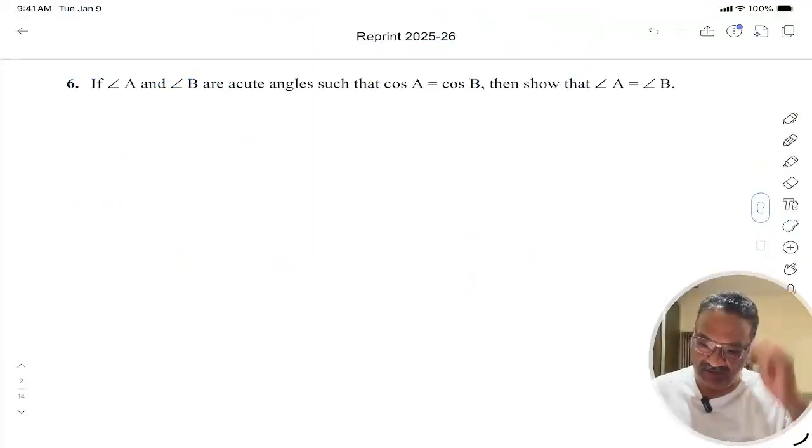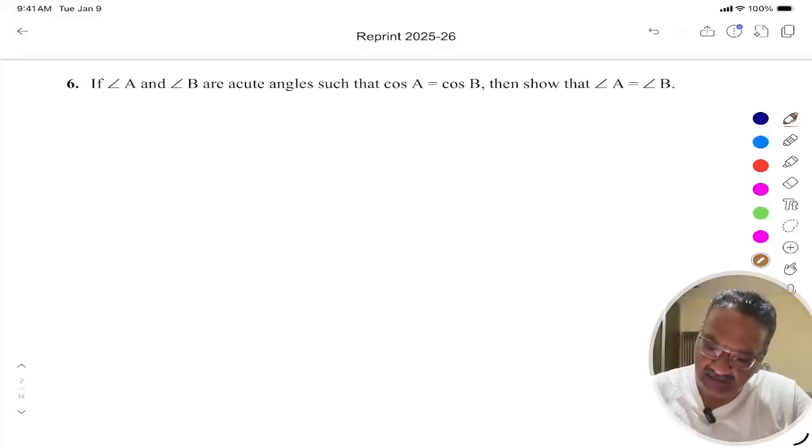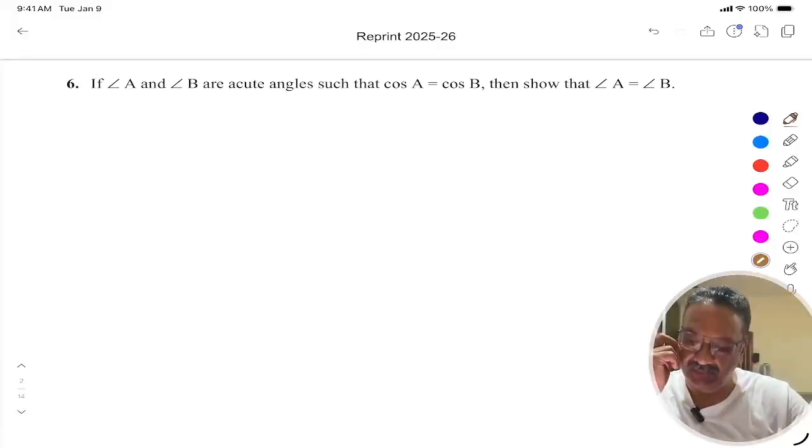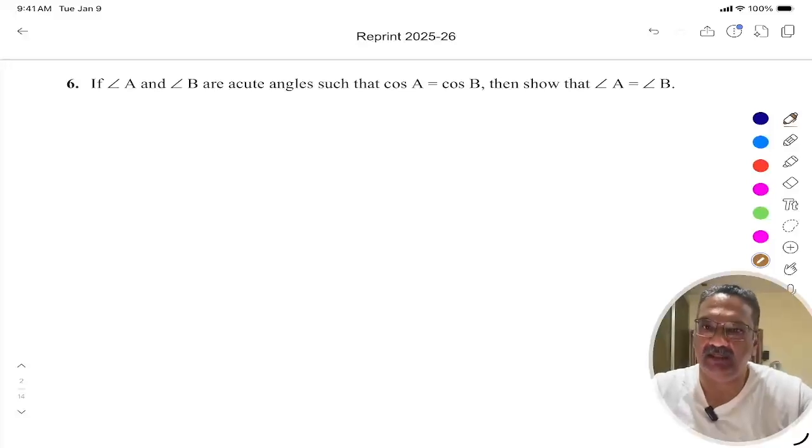Now coming to question number 6. What does question number 6 say? Angle A and angle B are acute angles such that cos A is equal to cos B. If that is the case, then we have to show that angle A is equal to angle B. OK, so there are two things here. They have not mentioned whether angle A and angle B are of the same triangle or of different triangles. So we will do the solution in both ways.